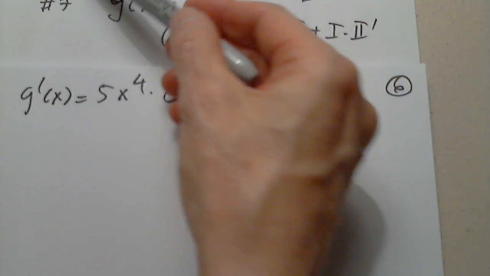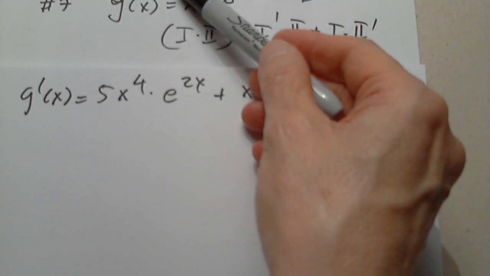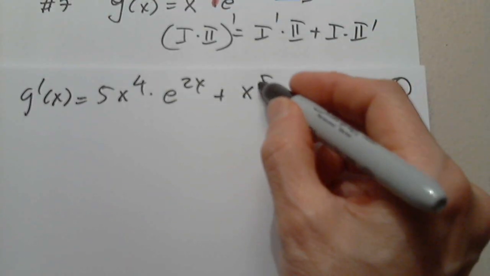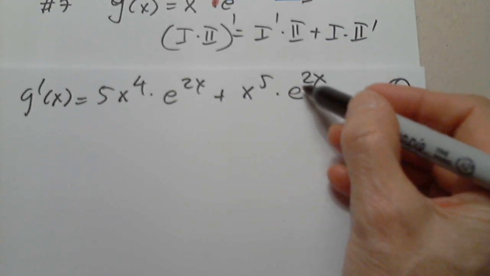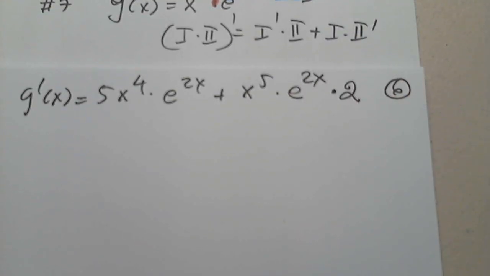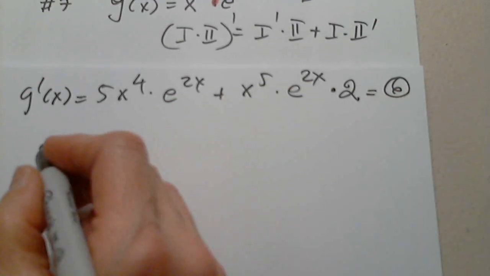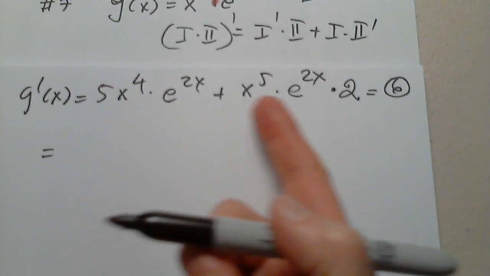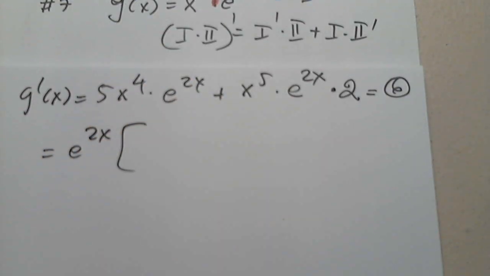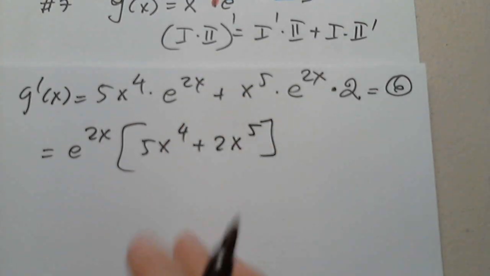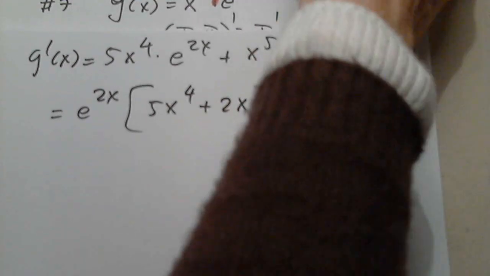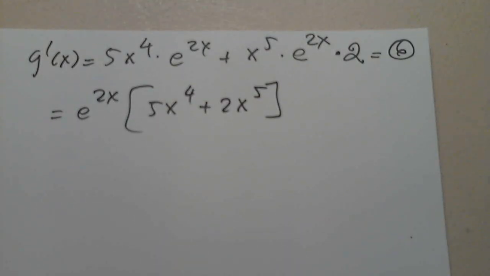Can anyone differentiate e to 2x for us? Would it be e to the 2x times 2? Yeah, that's it. You can further simplify this a little bit by factoring out e to 2x and x to the 4th, but let's see it first. 5x to the 4th plus 2x to the 5th. So these are somewhat easier to simplify a little bit.